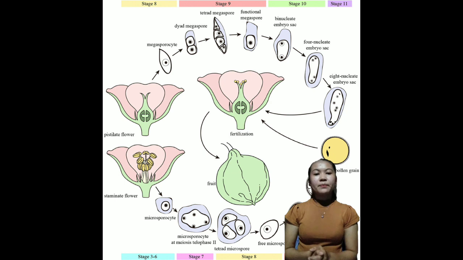At the same time, the tissue of the nucellus elongates and forms the funicle. The entire structure is now termed an ovule or megasporangium. That would be all about gametogenesis and sporogenesis.